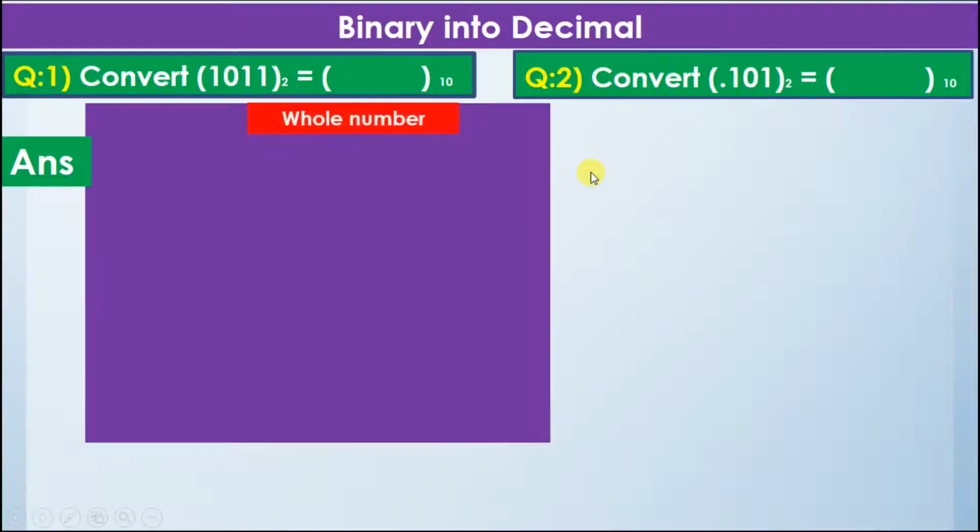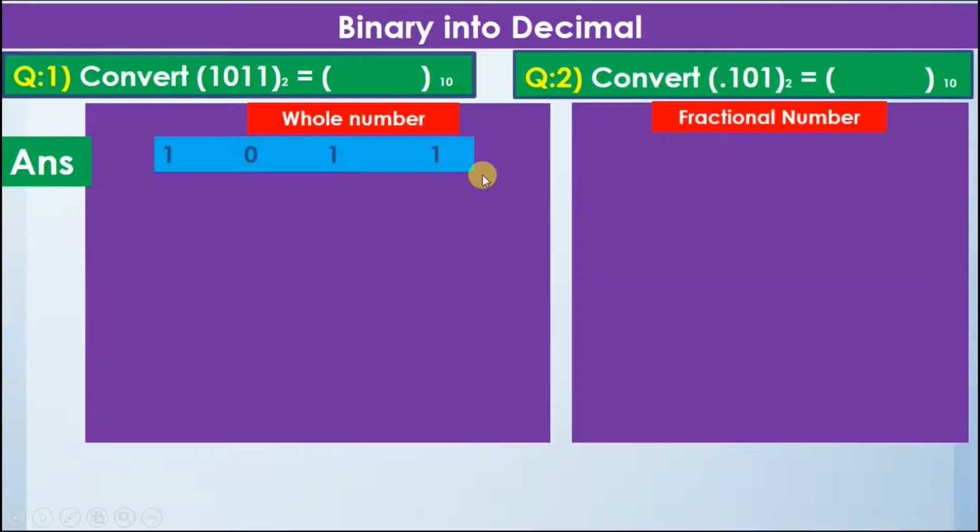So first of all, we see how to solve the whole number into decimal. We are given the whole number 1011. We will start from the rightmost digit, that is 1 here, and multiply it by 2 raised to power 0. In this way, we will take digits from right to left and multiply with powers of 2 starting from 0, then 1, then 2 and so on. So using this technique, let's solve the question. When we solve it, you will understand the technique.